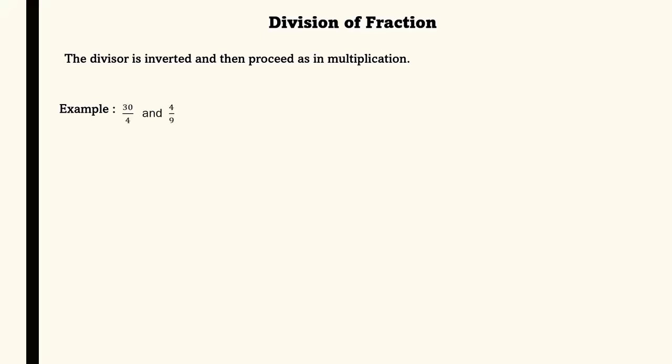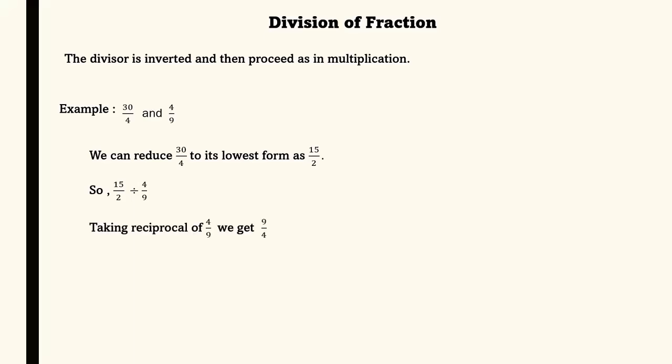Now division of fractions. The divisor is inverted and then proceeded as in multiplication. Example, 30 by 4 and 4 by 9. We can reduce 30 by 4 to its lowest form as 15 by 2. So 15 by 2 divided by 4 by 9 is equal to, taking the reciprocal of 4 by 9, we get 9 by 4. And then multiplying, we will get 135 by 8.